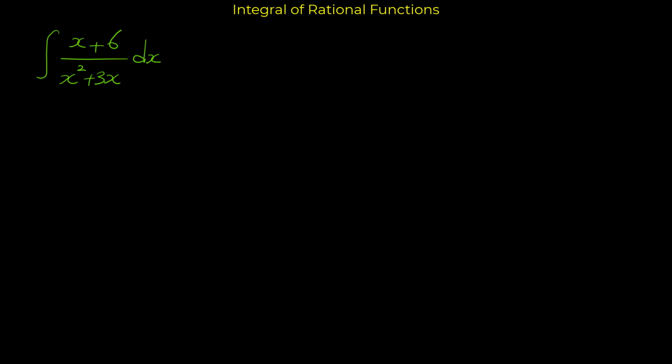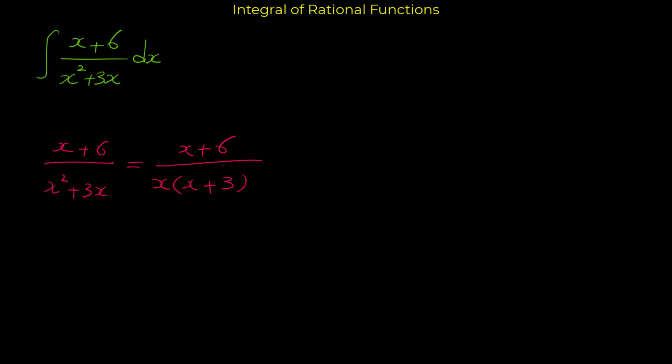First, we have to rewrite this expression x plus 6 over x squared plus 3x in terms of partial fractions. First, we factor the denominator. The first step in writing a rational function in terms of partial fractions is always to factor the denominator. Simply we can factor x and then we have x plus 3. And we leave the numerator.